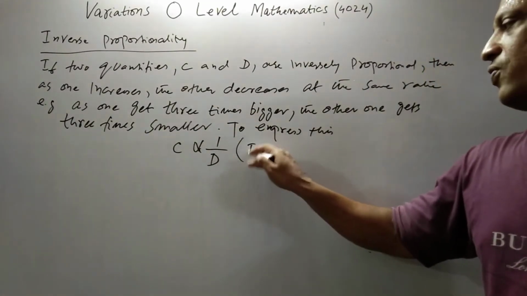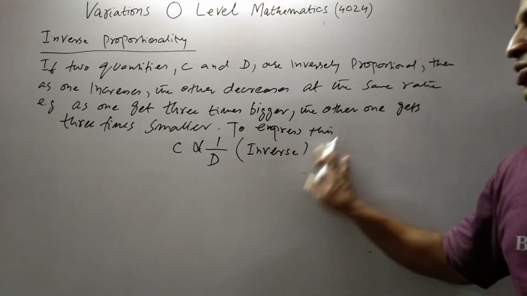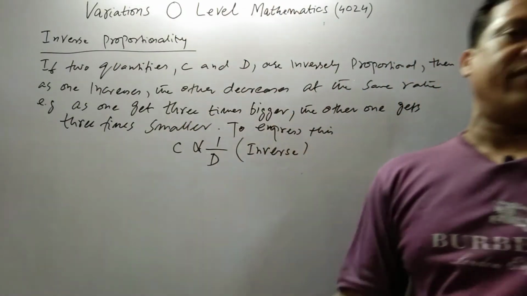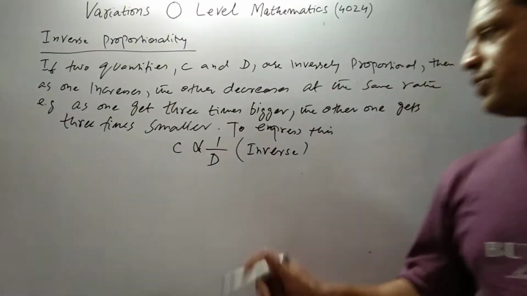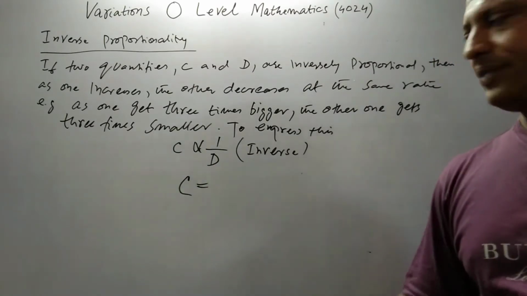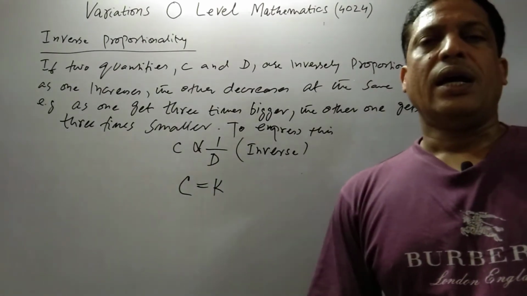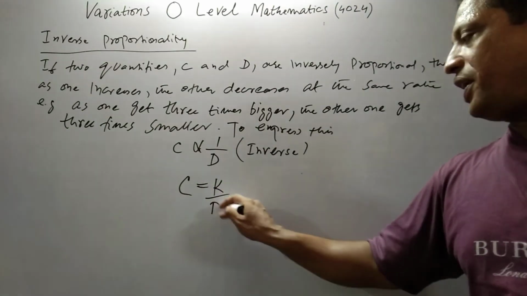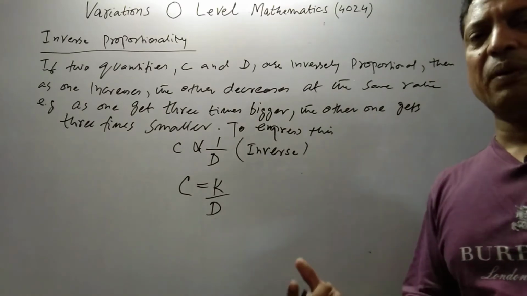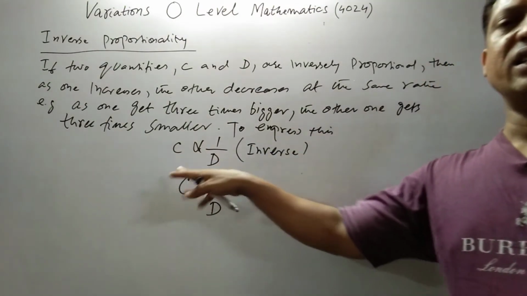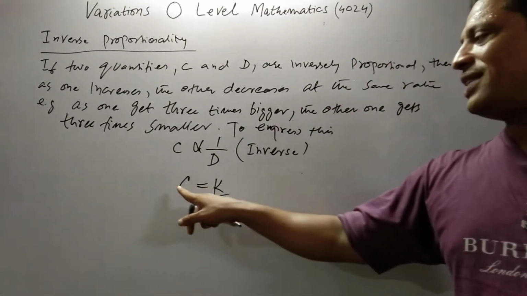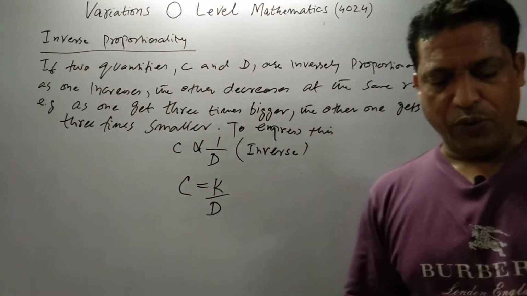So this is the inverse proportional sign, 1 upon. Whenever you see 1 upon something, you always say this is inverse proportional. Okay? So again, drop this sign, put equal to sign, and write the constant of proportionality upon D. In directly proportional, you always write C is equals to KD, A is equals to KB. But for inverse relation, you always write C is equals to K upon D. So I hope you understand.